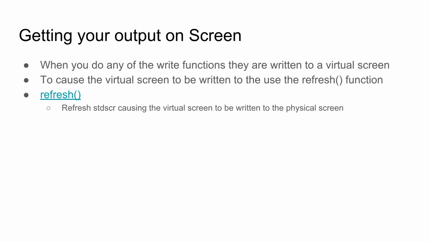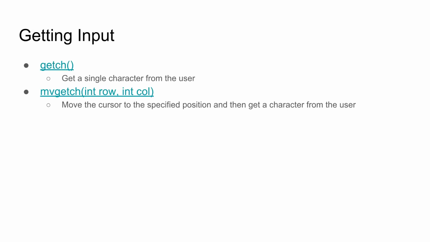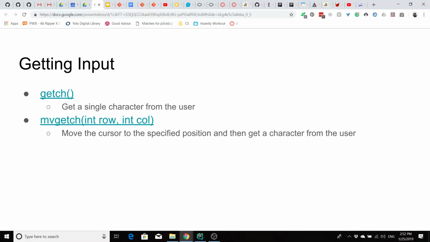Also, I should mention 0, 0 is the upper left-hand corner of the screen. So if you want to get input, it's getch. That'll get you a single character from the user. Move getch will allow you to go to the specified spot and then get input from the user. There's also getstring, which I didn't have time to finish these slides for.